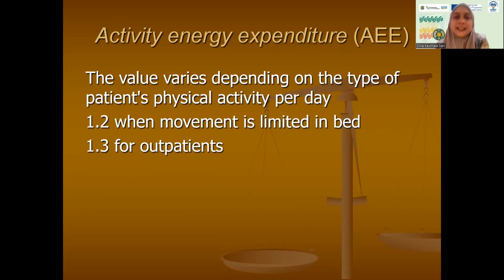We move to activity energy expenditure, AEE. The value varies depending on the type of the patient's physical activity per day. We can add 20% when movement is limited in bed, or 30% for outpatients, from the basal metabolic rate. Or, for the easiest way, we can multiply by 1.2 or by 1.3.